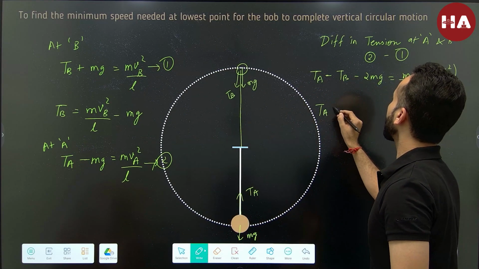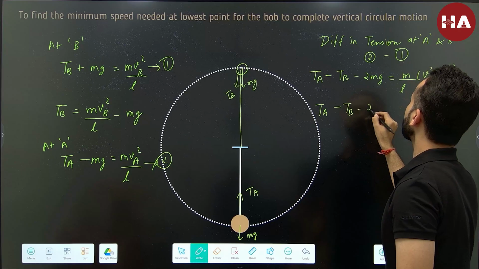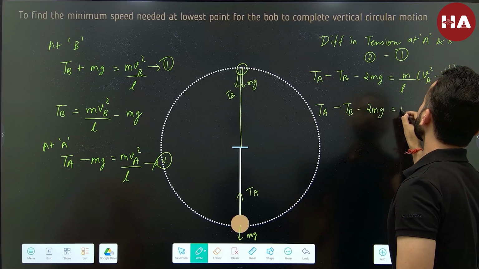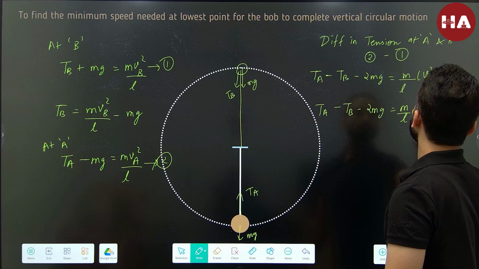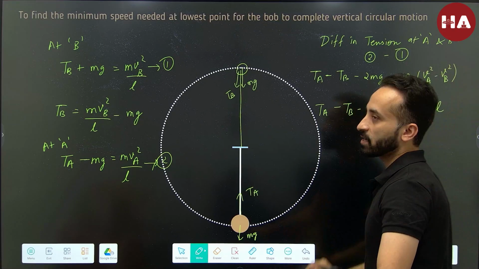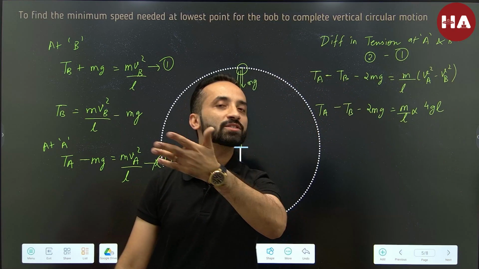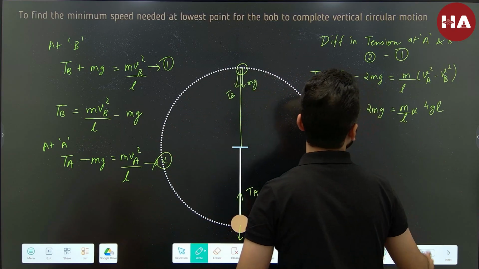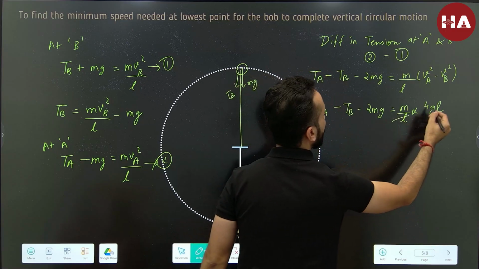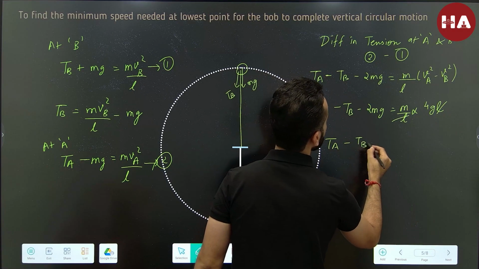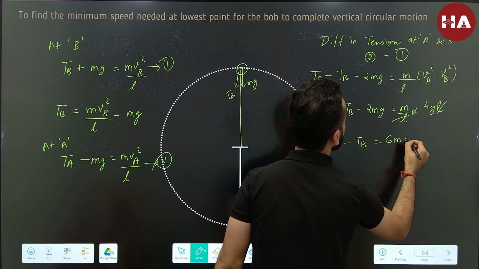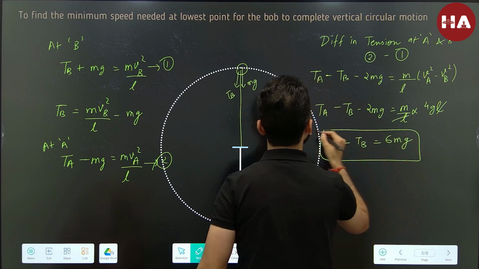TA minus TB minus 2mg is equal to m by L times 4gL. So what have I done here? VA square minus VB square, I have substituted that as 4gL. So this L and L term cancels out and TA minus TB turns out to be 6mg.